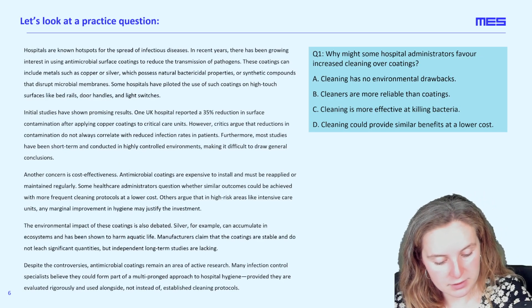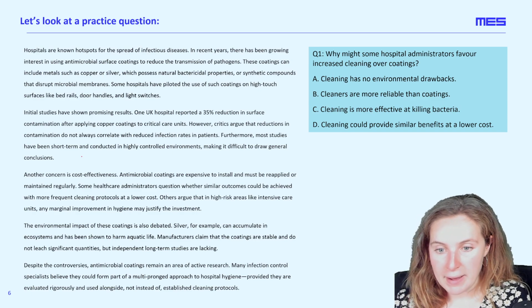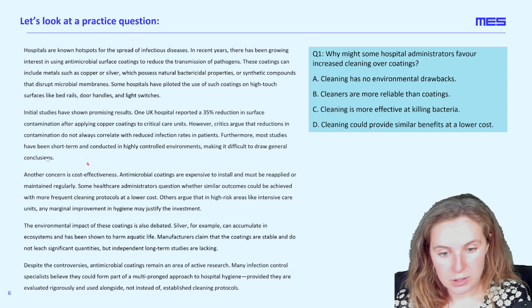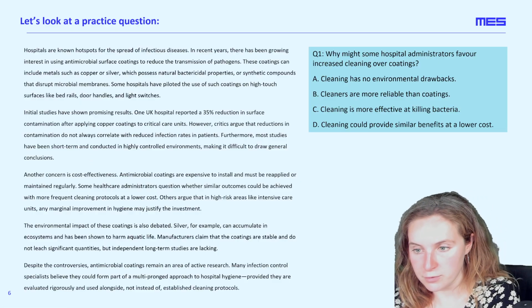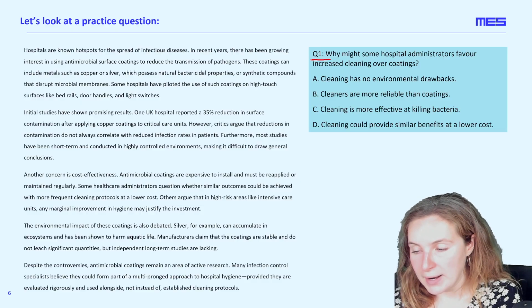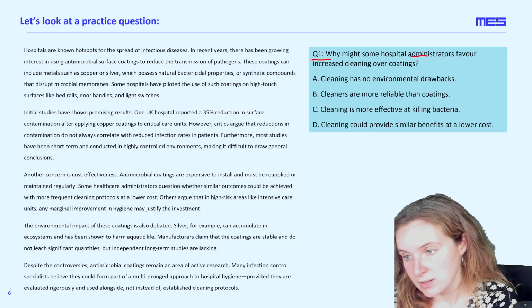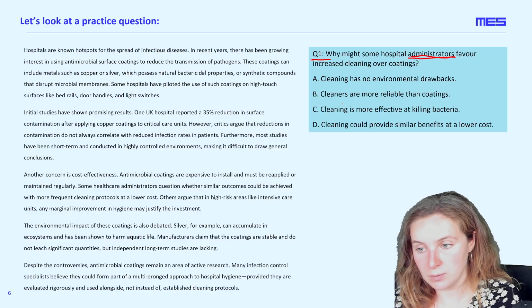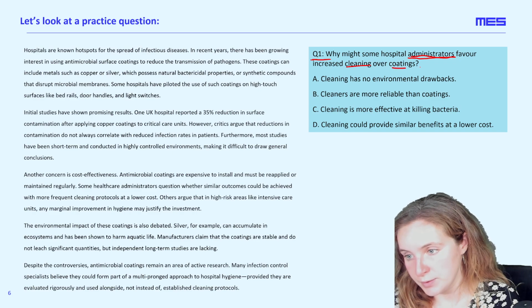So let's look at a practice question, a couple of practice questions actually, and think about how we can practice the exam skills we are looking for. So first off, we're going to read the question. Question 1. Why might some hospital administrators favour increased cleaning over coatings? Okay, so I'm thinking with this word, might appear infrequently, so it might be a good keyword. Maybe this idea of cleaning over coatings.